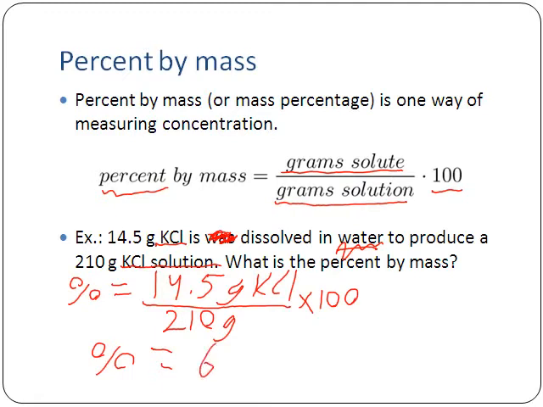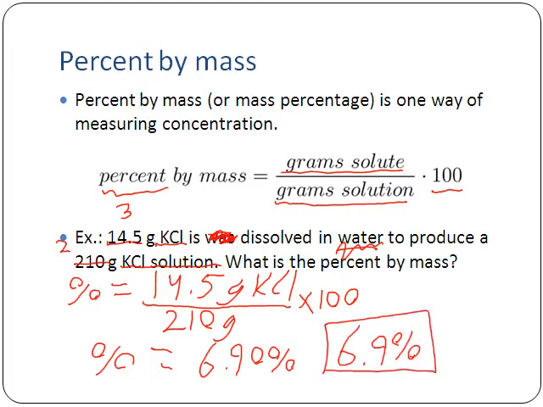So 6.90%. In this case, look at significant figures. I start off with 14.5 that has 3 sig figs. 210 has 2. So my answer should have 2. So my final answer is this is a 6.9% KCl solution, potassium chloride solution.